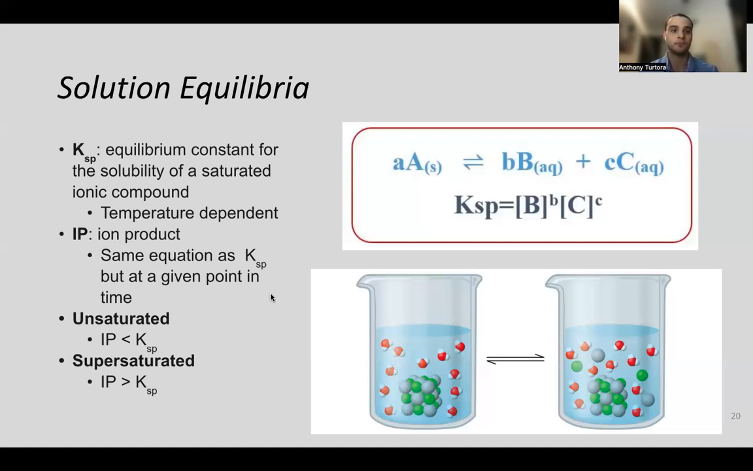And then also for unsaturated and supersaturated solutions, for unsaturated, our IP value is going to be less than our KSP. And what unsaturated means is that it's a solution that is not yet at equilibrium, meaning that more reactants can be added without forming a precipitate. And supersaturated is when we've already formed precipitate and nothing more can dissolve. So even more precipitate will be added if more particles are added.